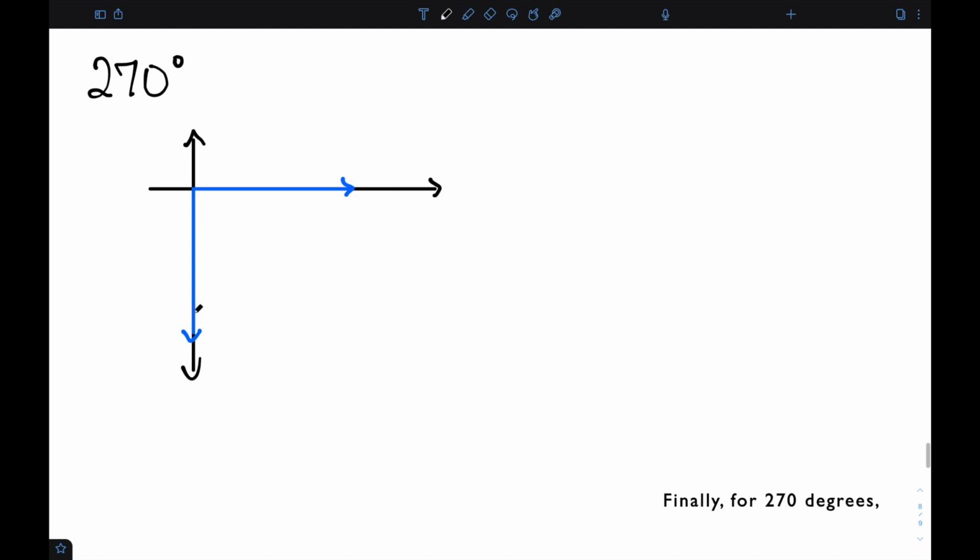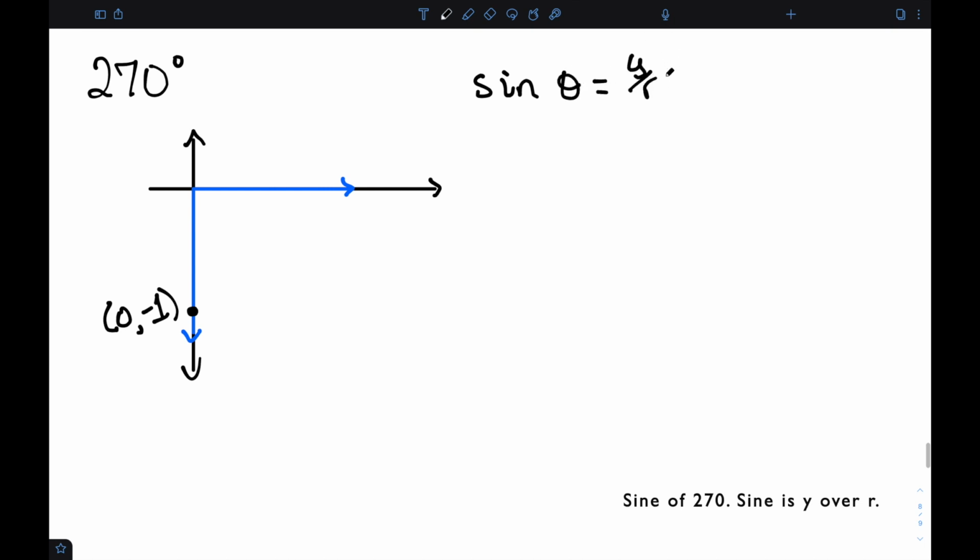Finally, for 270 degrees, a point along my terminal side would be (0, -1). So sine of 270, sine is y over r. Y is equal to -1. R is once again equal to 1, so sine of 270 is -1.